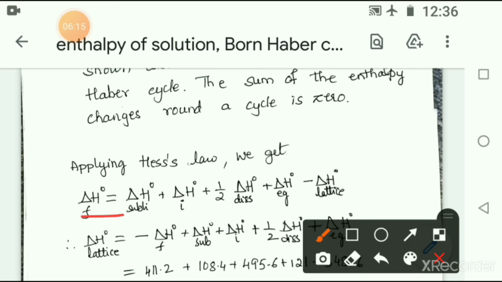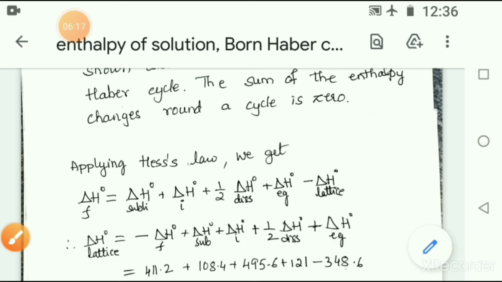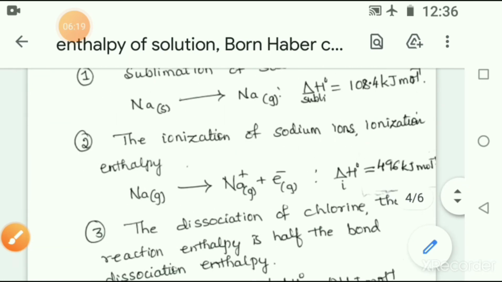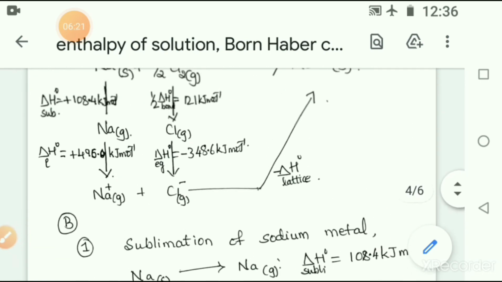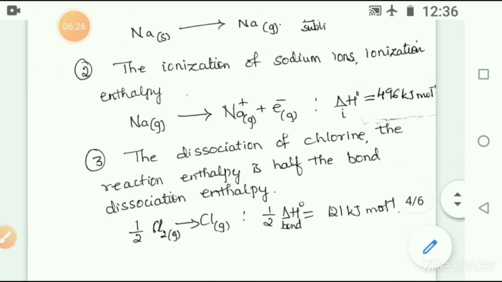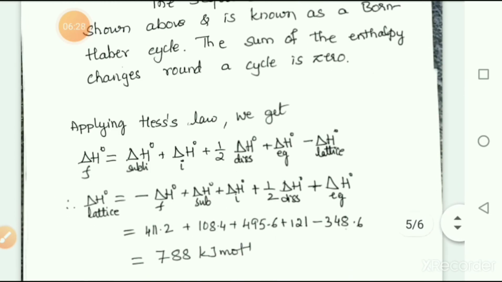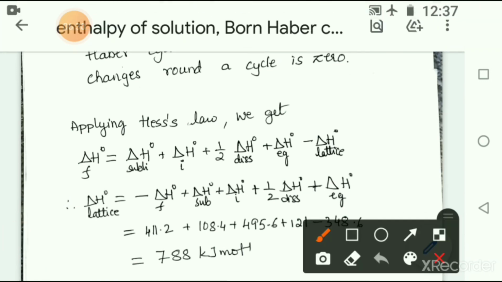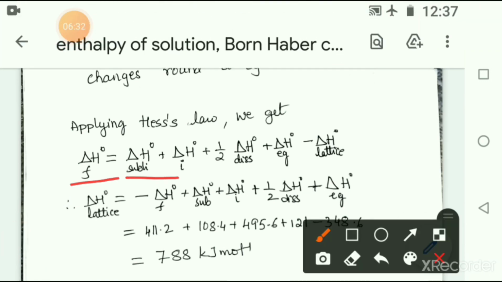One is standard enthalpy of sublimation plus standard ionization enthalpy plus half the bond enthalpy, electron gain enthalpy, and lattice enthalpy. That's what we are going to write here. Delta H naught F is equal to delta H naught sublimation, delta H naught I, half the bond dissociation enthalpy, electron gain enthalpy, and minus lattice enthalpy.